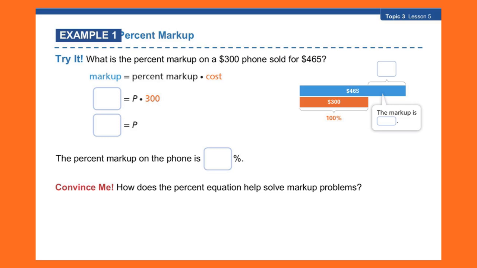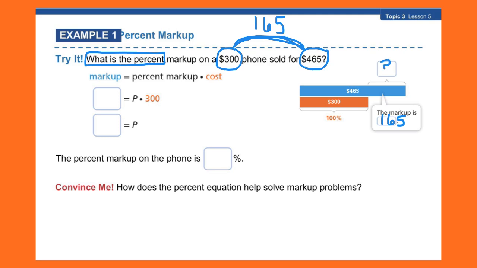This is the try it at the bottom of page 174. And it says, what is the % markup on a $300 phone that the store sells for $465? So our first step is to figure out how much they are adding to the price. If you subtracted those, you would find out they are adding $165 to the price. We just don't know what that % is. Over here, I'm not going to use their boxes, and they didn't really give me a whole lot of room, but that's okay. I will figure it out.